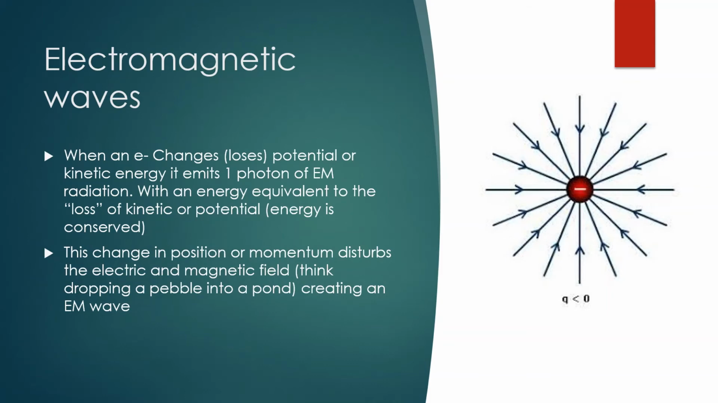So I've shown to the right here the image where you see an electron, and its electric field lines are pointing toward it. That's what we mean by negative electric charge. A positive electric charge would be the opposite. The electric field lines would point away from the object, from the particle. But we're talking about an electron. Its electric charge points right toward it. When that electron changes its position or its momentum, the electric and magnetic fields are disturbed. Think dropping a pebble into a pond. That disturbance creates a wave of electromagnetism that radiates away from the electron at the speed of light.